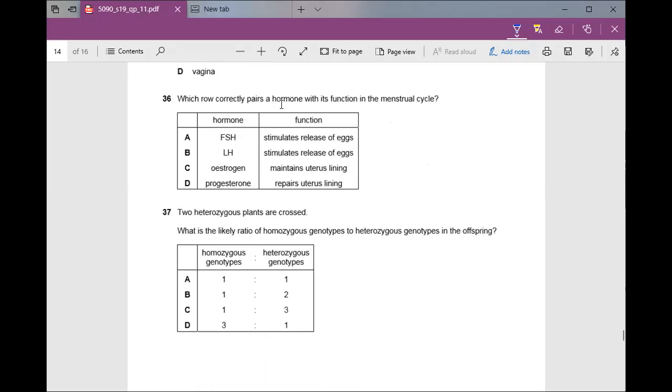Number 36: which row correctly pairs a hormone with its function in the menstrual cycle? FSH stimulates release of the egg: no way, it only stimulates and matures the egg. LH stimulates release of the egg: yes, LH is highest during the 2 to 3 day period where ovulation takes place. It is the hormone responsible for pushing the egg into the oviduct. So B is the correct option.